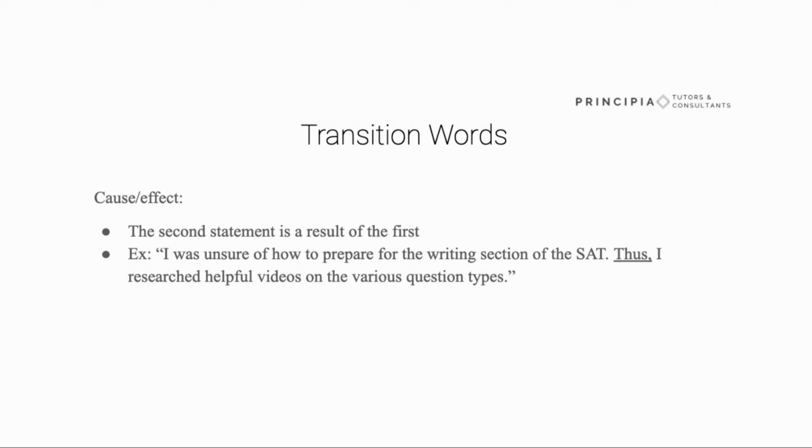Finally, let's discuss cause and effect words. Cause and effect transition words tell us that the second statement is a result of the first. Our example says, I was unsure of how to prepare for the writing section of the SAT. Thus, I researched helpful videos on the various types. Thus is our transition word, and it tells us that the research on helpful videos is a result of being unsure on how to prepare.